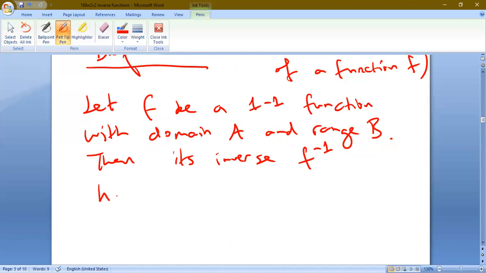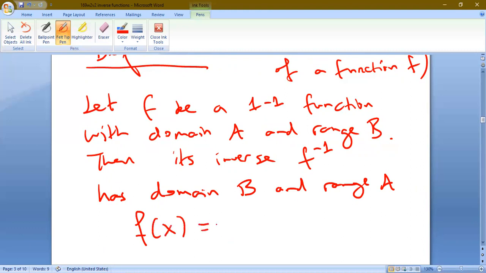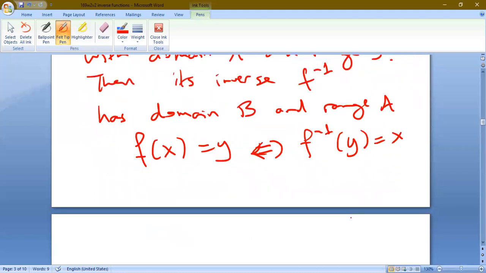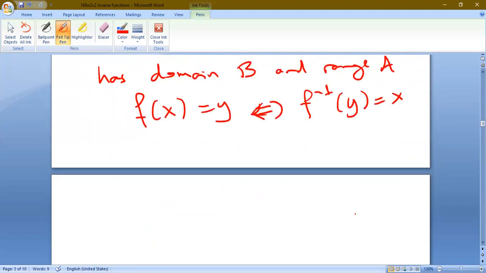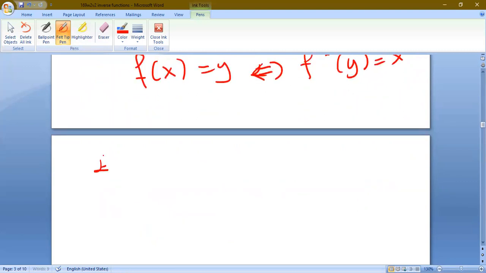So this will have domain B and range A. Or you can also write it this way: f of x equals y if and only if f inverse of y is equal to x. So if x is mapped to y by the function f, then f inverse maps y back to x. That's why it's also called inverse. It's just doing the inverse of what f is doing. Let's think about some examples.